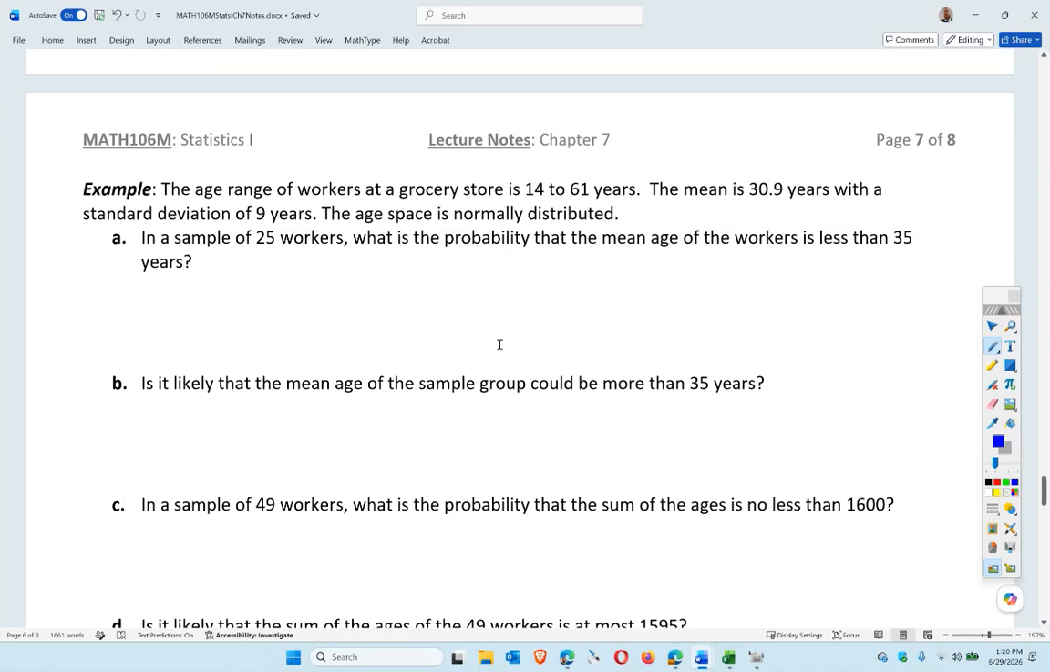This is Chapter 7, Section 3. This is the third video. Now we're going to do some problems that compare all the different variations in application.